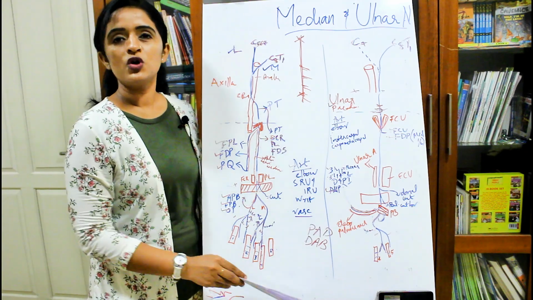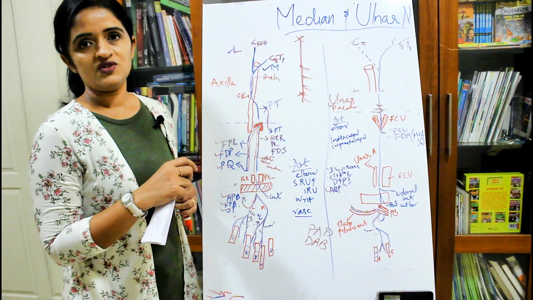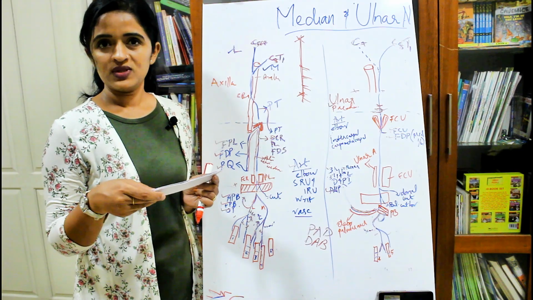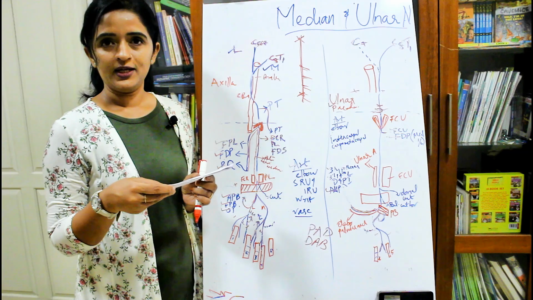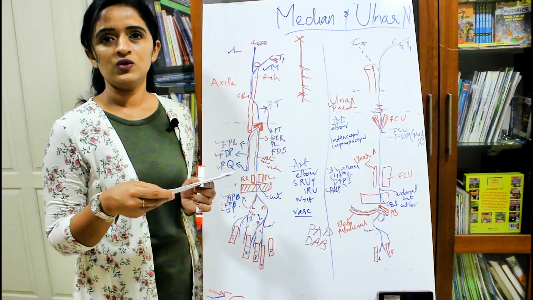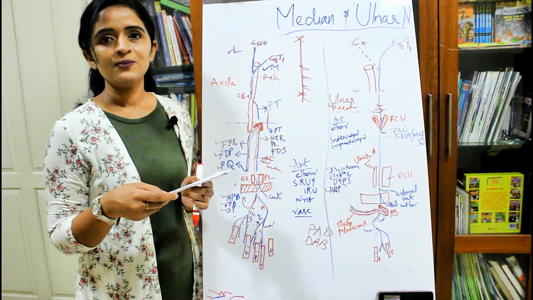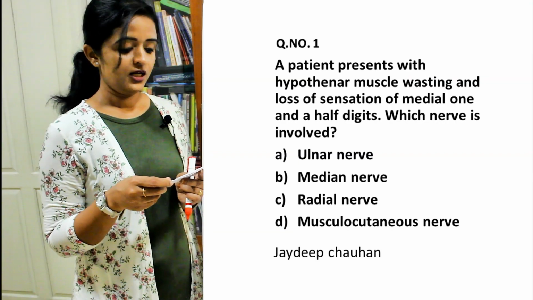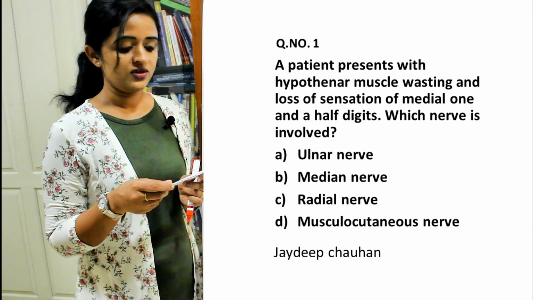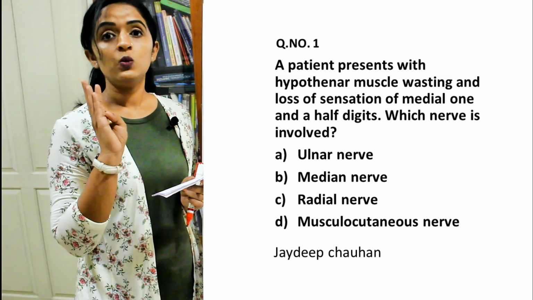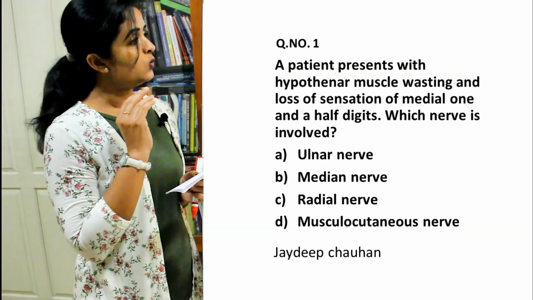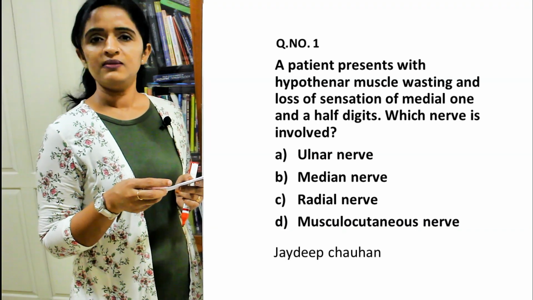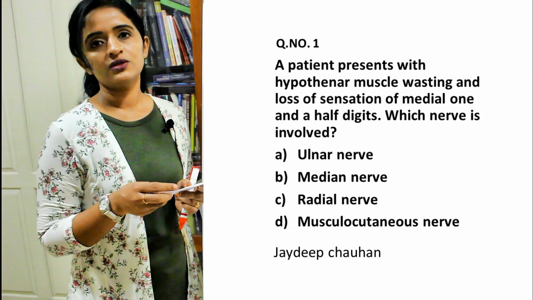Now let's move on to the questions which are routinely asked for the NEET PG exams. The first question, actually I would like to thank Jaydeep Chauhan who has contributed this question. So let's see the first question. A patient presents with hypothenar muscle wasting and loss of sensation over medial 1.5 digits. Which nerve is involved? The options are ulnar nerve, median nerve, radial nerve and musculocutaneous nerve.